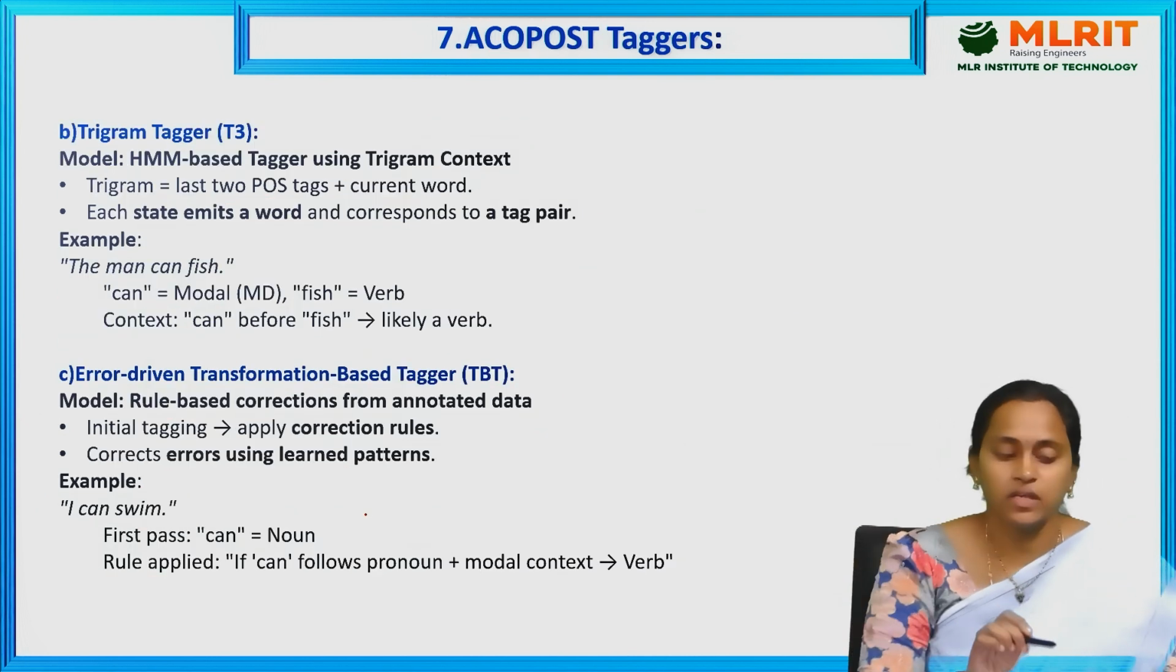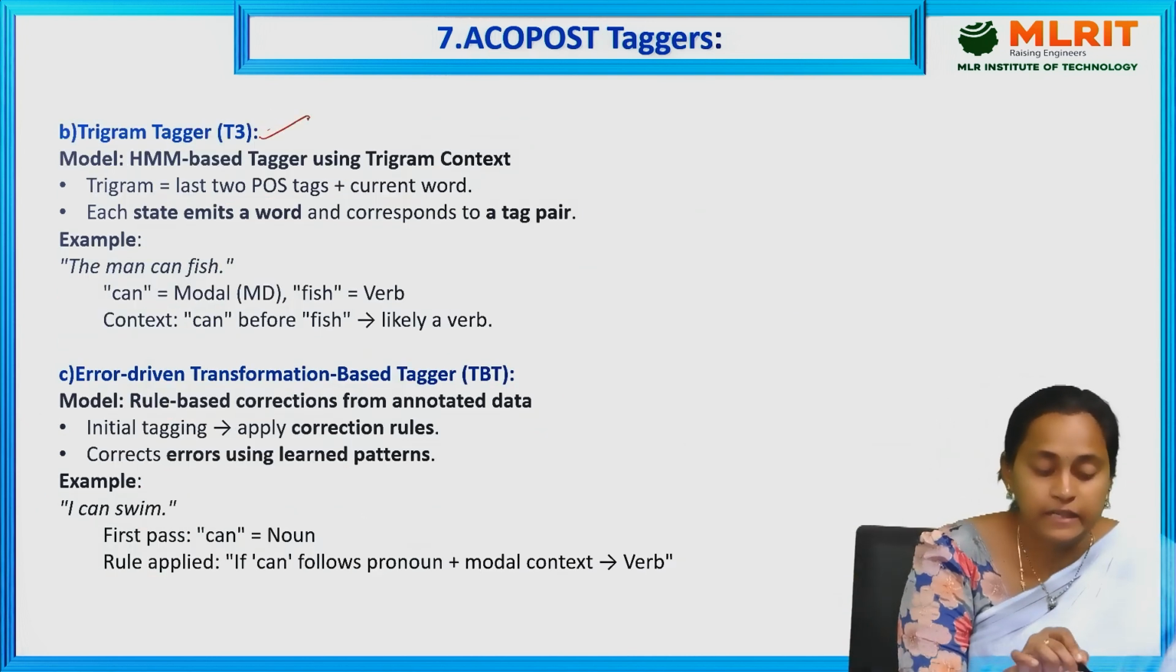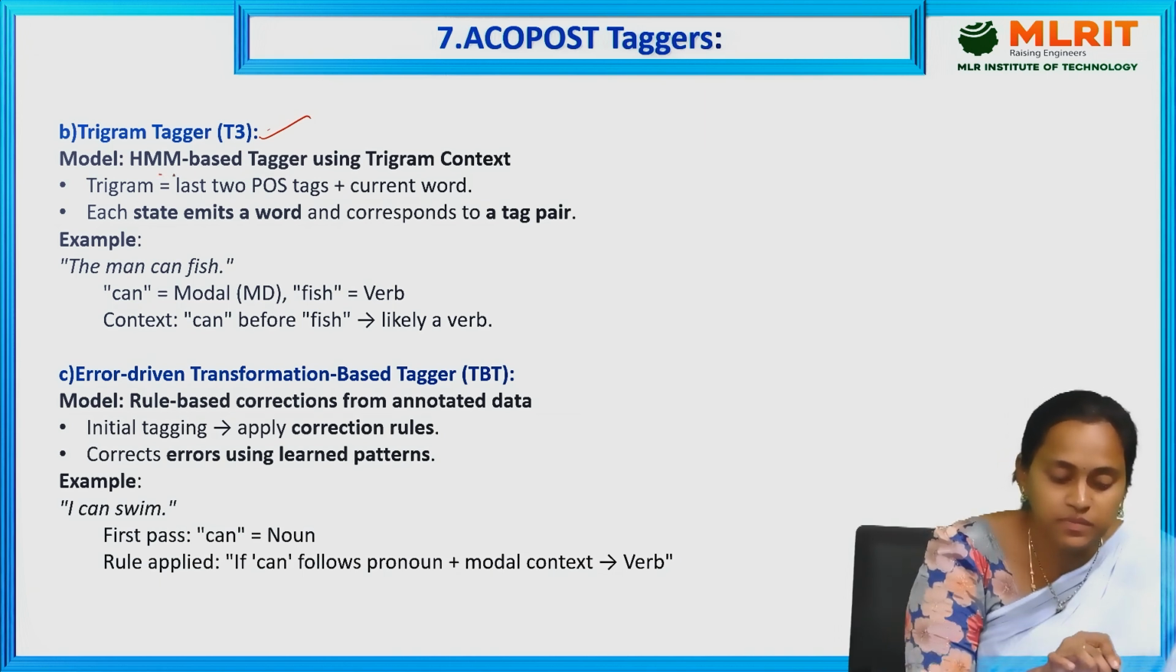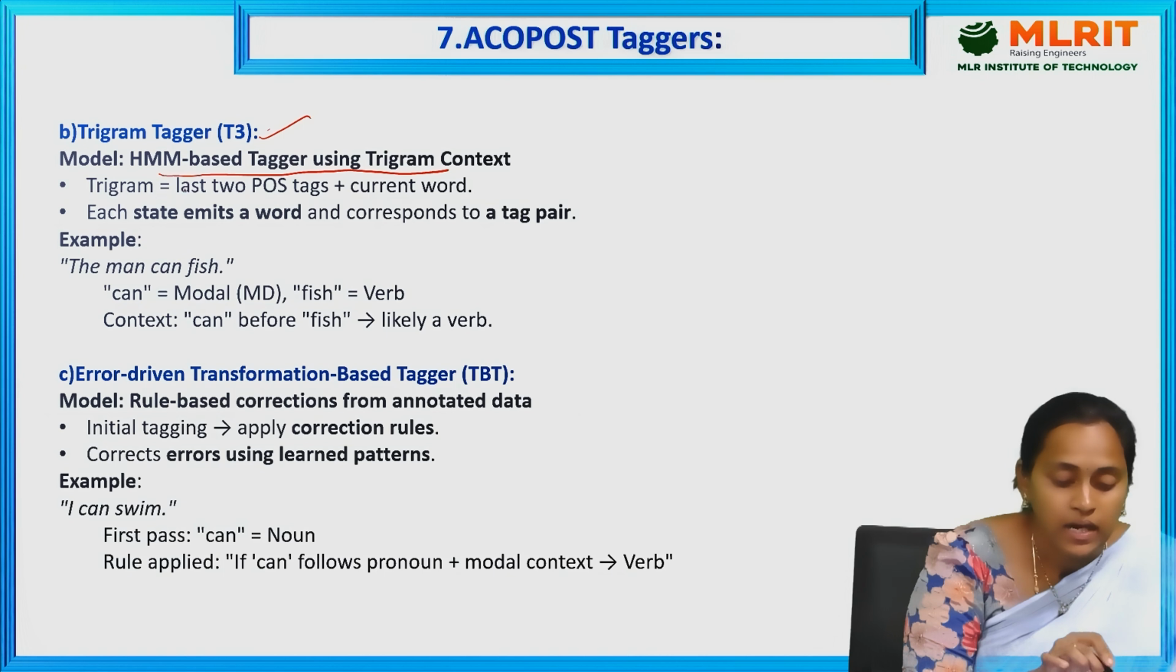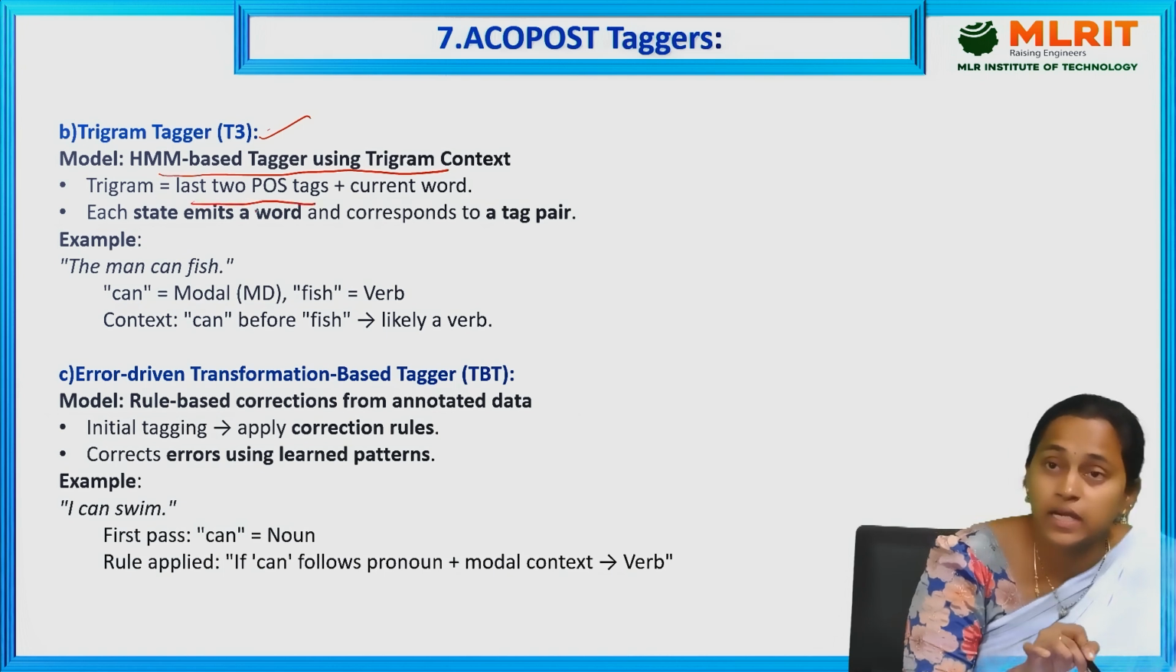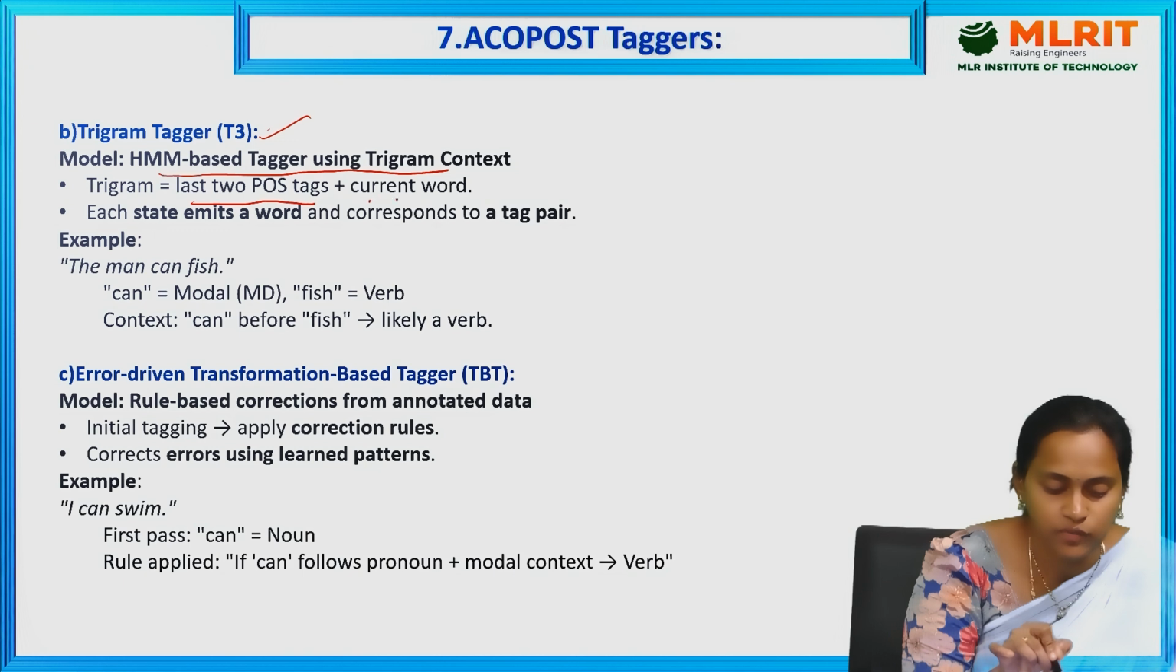See the second one, trigram tagger T3. That means trigram tagger. It is an HMM based tagger using the trigram. Same as we discussed previously, right? Tag T and T, same. It uses the last two POS tags plus the current word.